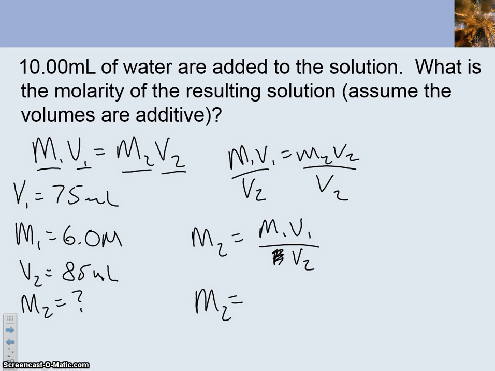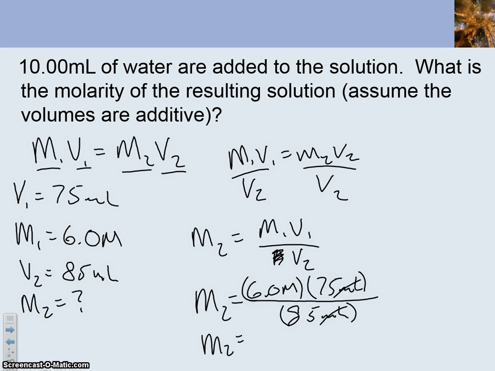And now we're going to plug our numbers in. We've got 6 molar times 75 milliliters over 85 milliliters. Now you notice on this problem I did not convert to liters. That's because when we're doing these M1 V1 problems, we don't need liters, as long as our units for volume are the same, we're going to end up canceling. So 6 times 75, divided by 85, is going to give us a molarity of 5.29. And that's just what we predicted. We diluted this, and our concentration decreased. It's more watered down.